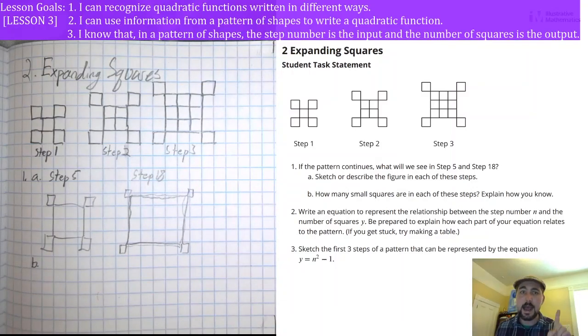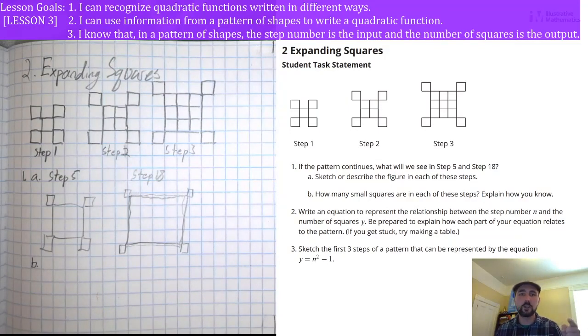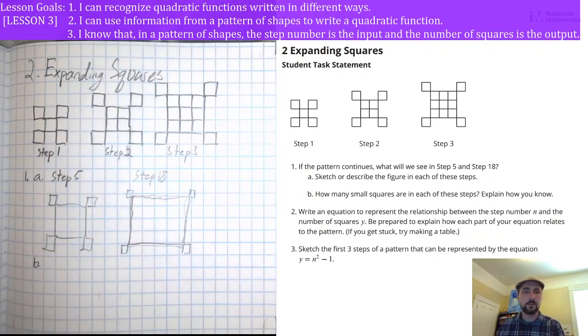With that said, I am going to remind us about the lesson goals for today, which are all about knowing that number 3, in a pattern of shapes, the step number is the input and the number of squares is the output, which means we are going to try and see if we can find a connection, just a connection, between the step number and something about the total number of squares. Or maybe the step number and how the shapes are changing. So let's do some annotating. Going all the way back to step number 1. Let's start with the black pen.